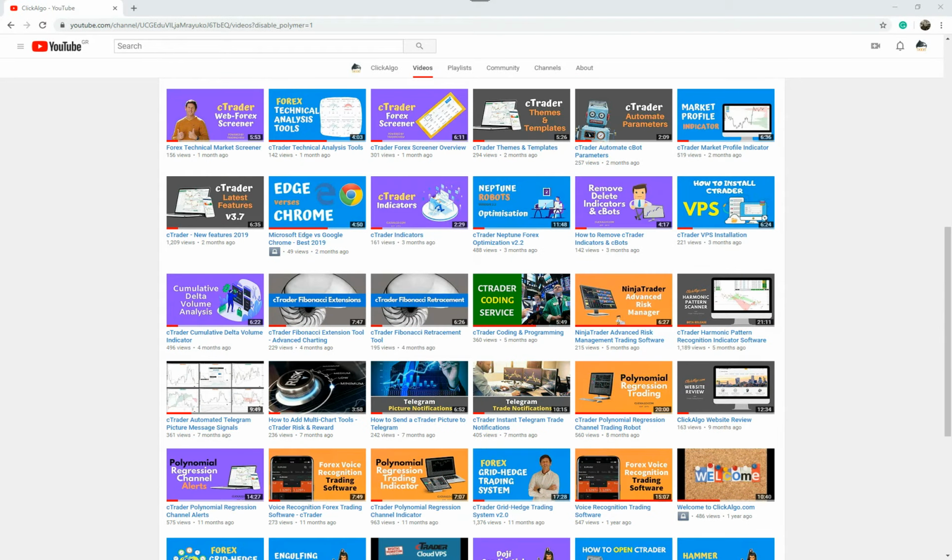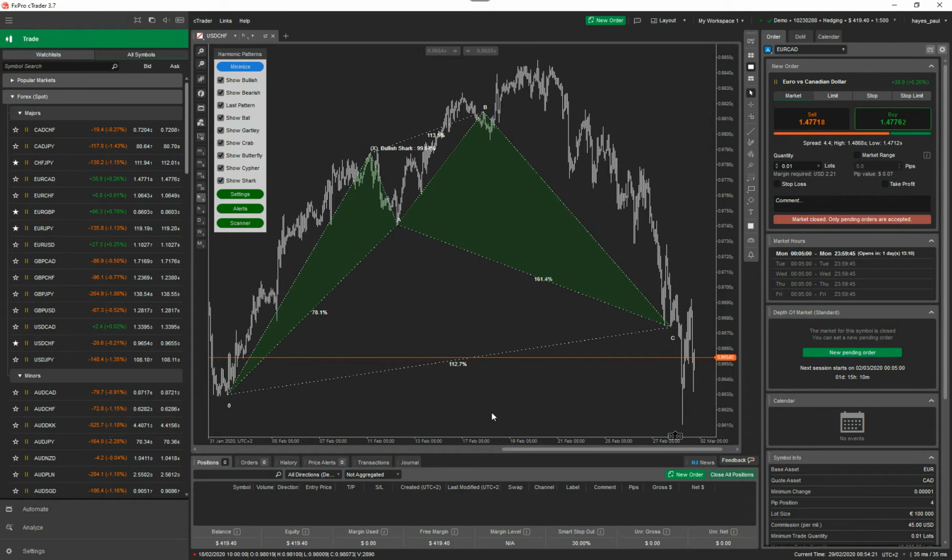At the same time, if you're not familiar with CTrader, this is the CTrader platform. It's a unique platform created by Spotware. It's very good, very slick and fast, and we are a third-party vendor offering products, services, and knowledge base.